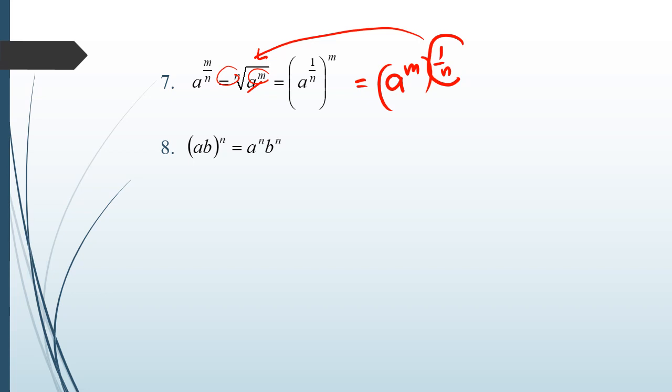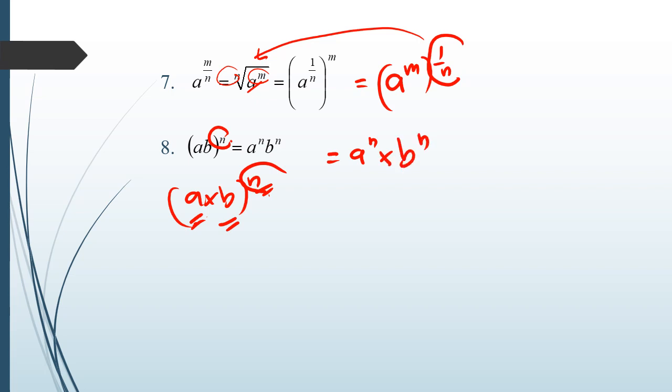And number 8, ab all to the power of n means that a multiplied by b all to the power of n. So we can put the index on both bases. The first rule we have same base with different power, but for this one we have different bases with the same power. So it's actually a to the power of n multiplied with b to the power of n, which is a and b to the power of n.